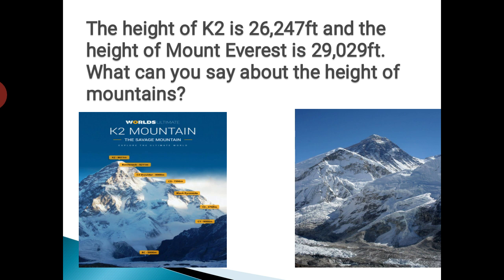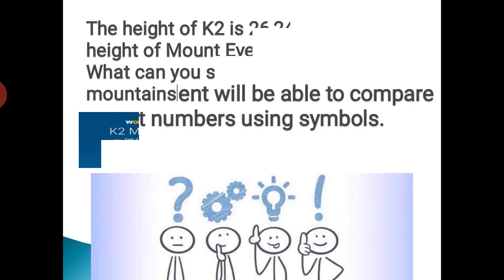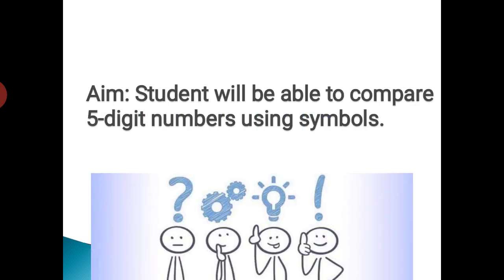So here it is the ones column and this is the thousands column. Here also the ones column and this is the thousands column. So here it is 26,000 and here it is 29,000. So it's clear that the height of Mount Everest is greater. So by taking the session forward, today's aim of our class is to compare 5-digit numbers using symbols.